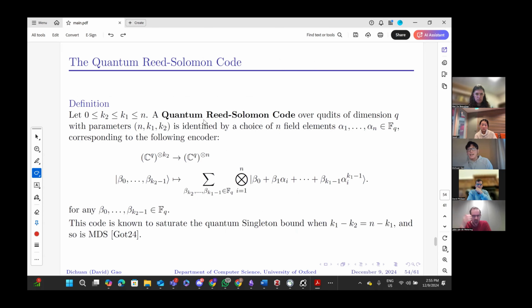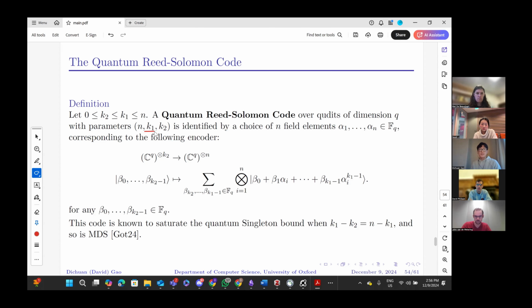I'm not exactly sure why he uses this notation, but Reed-Solomon codes are identified by a triplet parameter, where the first entry is the number of physical qudits. The last entry is the number of logical qudits. And the middle entry is kind of the degree of the polynomials used in your encoder.